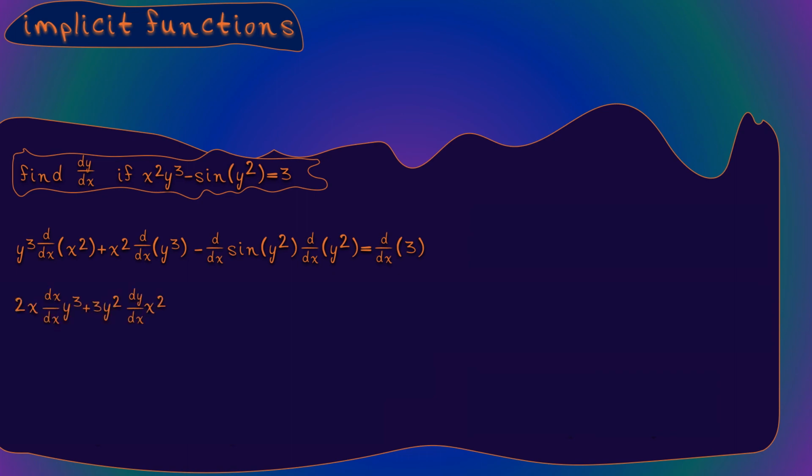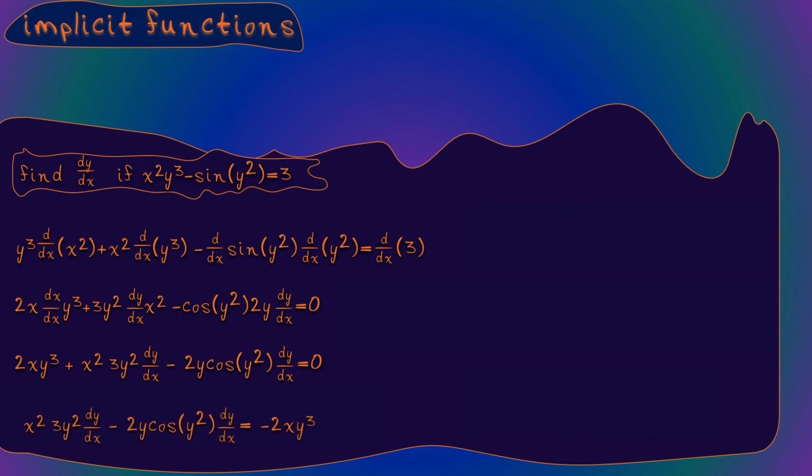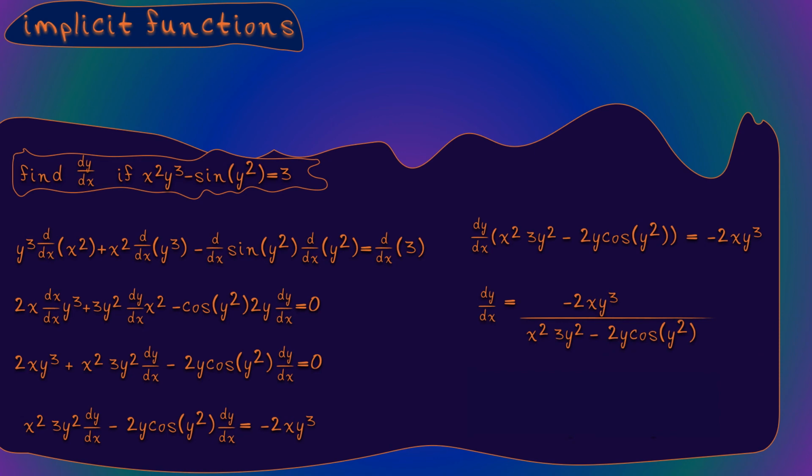So notice that in that first term, we're differentiating x with respect to x, so we get dx/dx. Second term, y. Here we have negative cosine of y squared times the derivative of y squared, which is 2y dy/dx. And on the right, we get a 0. So we're going to get rid of all the dx/dx factors. And we're going to group together the dy/dx terms and get everything else to the other side. Now we're going to factor out that dy/dx and divide, and there's our solution.